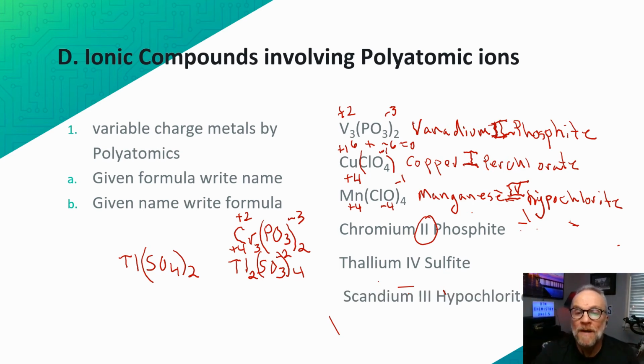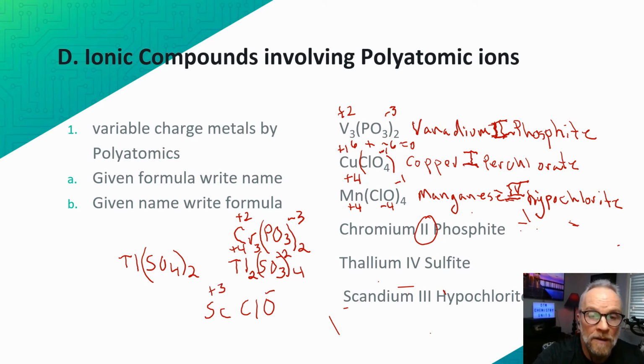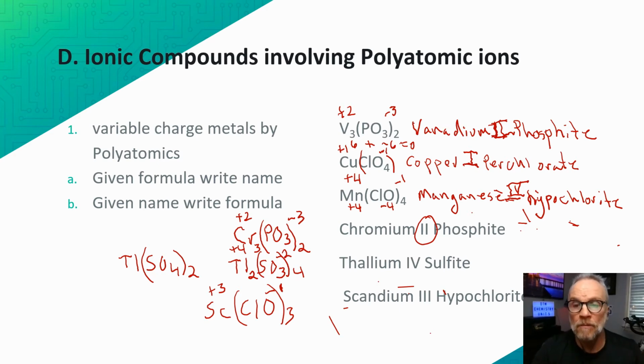Scandium 3 hypochlorite. So scandium is Sc, hypochlorite is ClO, right? It's the first one in the series. Scandium is +3, hypochlorite is -1, and so you have to crisscross the charges here. Sc ClO3. So there you go. We'll do more practice with those in mixed sets and individually in your worksheets.